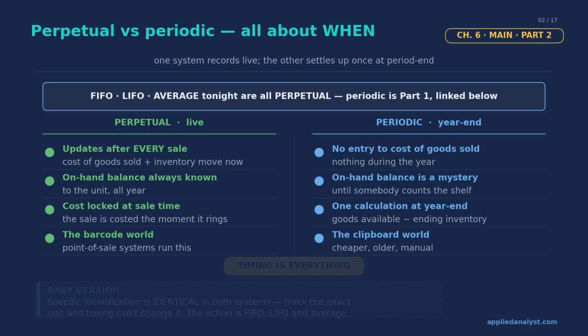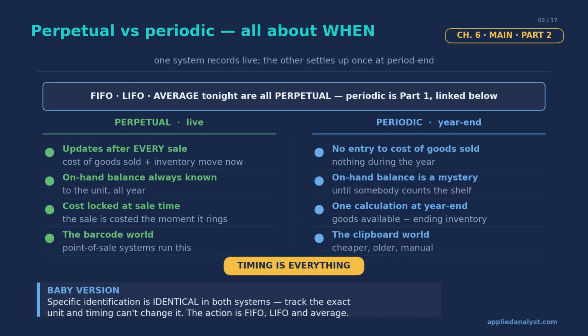Now here's your safety net, all night. Specific identification is identical in both systems. Track the exact unit, and timing cannot change the answer. The action is only in FIFO, LIFO, and average. Let's watch the timing happen on a real ledger.